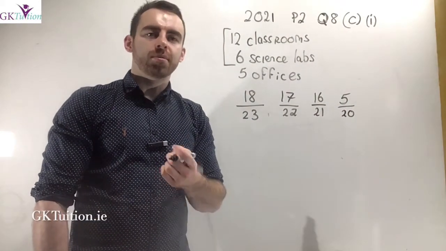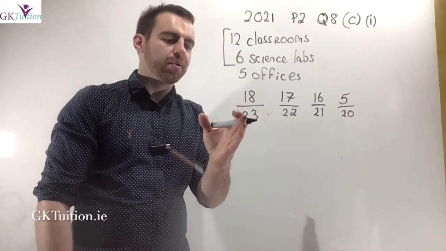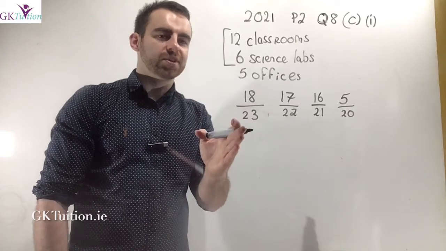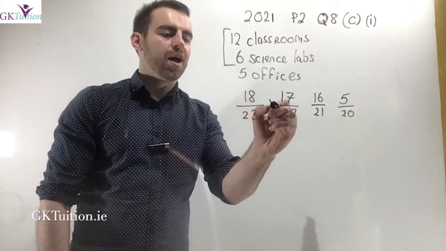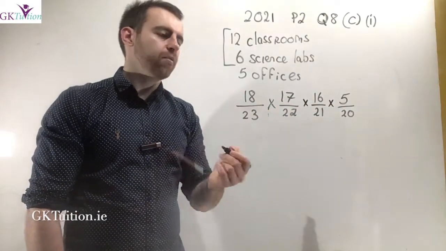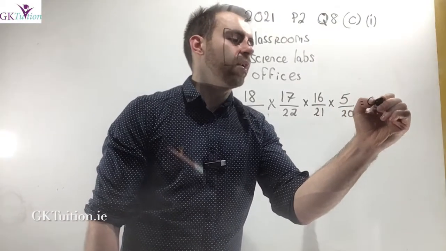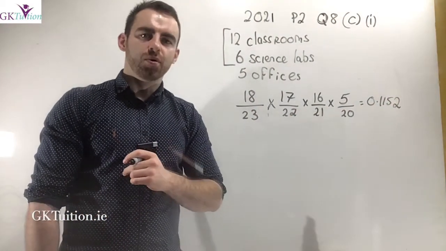Then remember, in probability, when you have to multiply and when you have to add, that's often what catches people out. In this case, I want to select a first key and a second one and a third one and a fourth one. And implies that we multiply all of these values by each other. And if you plug this into your calculator, your final answer for the probability that the fourth one is the first office key is 0.1152.